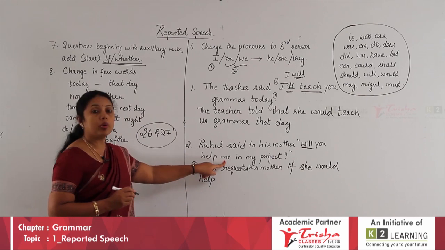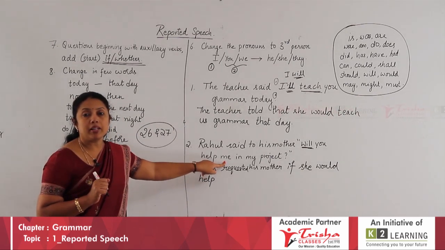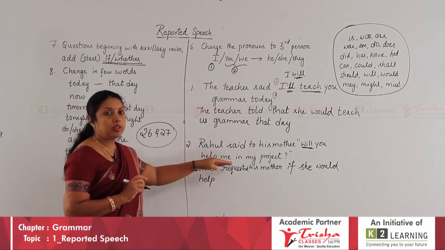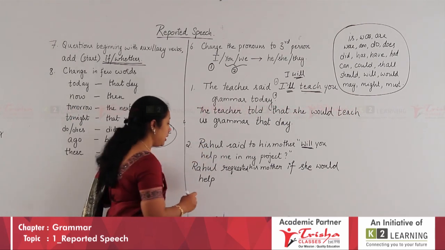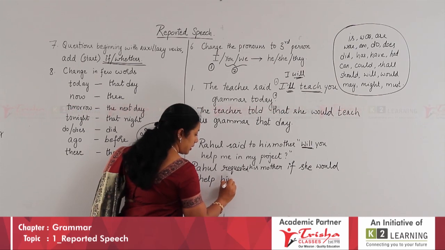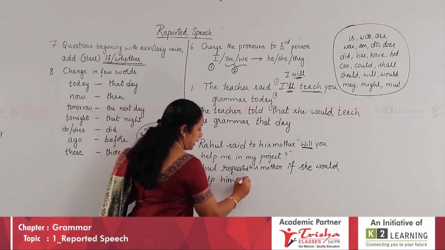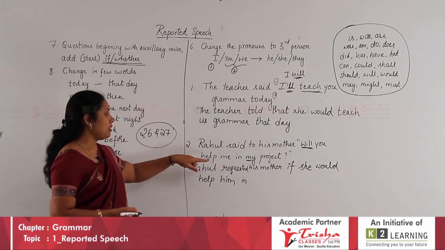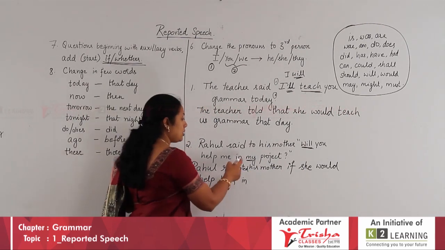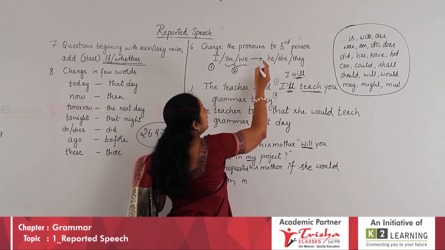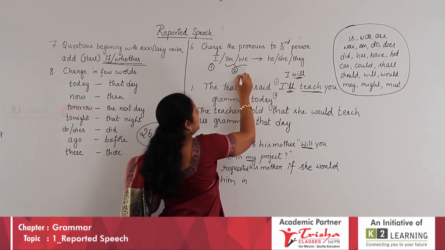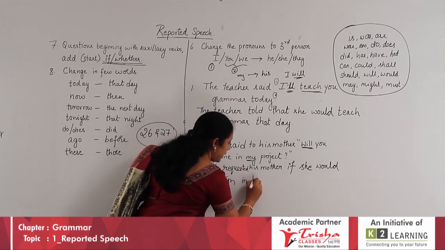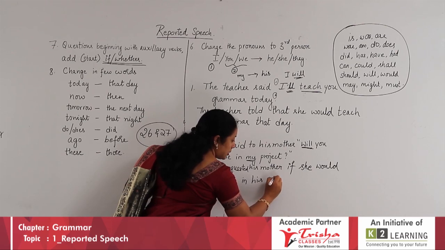and then now continuing with me. Who is this me referring to? Who does this me refer to? It refers to Rahul. So the corresponding pronoun for me is him. Help him in, again, my. My refers to who? My refers to Rahul. So instead of my, the corresponding third person would be his. So in his project.